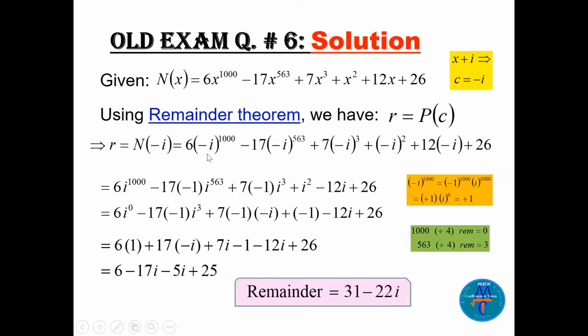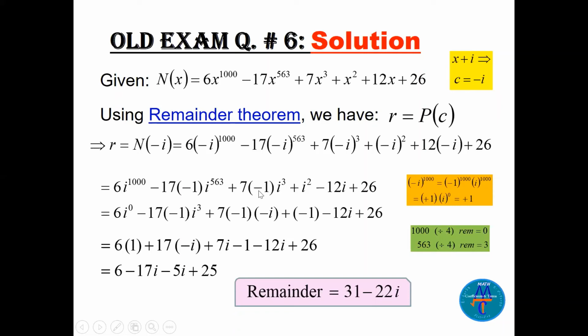And then you have to be careful. Now we have minus i to the power 1000. Minus is a number, i is a number. So minus 1 to the power 1000, i to the power 1000. And minus 1 to the power 1000 is plus 1 because this is an even number. Now this you divide by 4, the remainder will be 0. 563 also, you have to divide by 4, the remainder will be 3. But remember, this 563 is an odd number, so there is a minus 1 there.